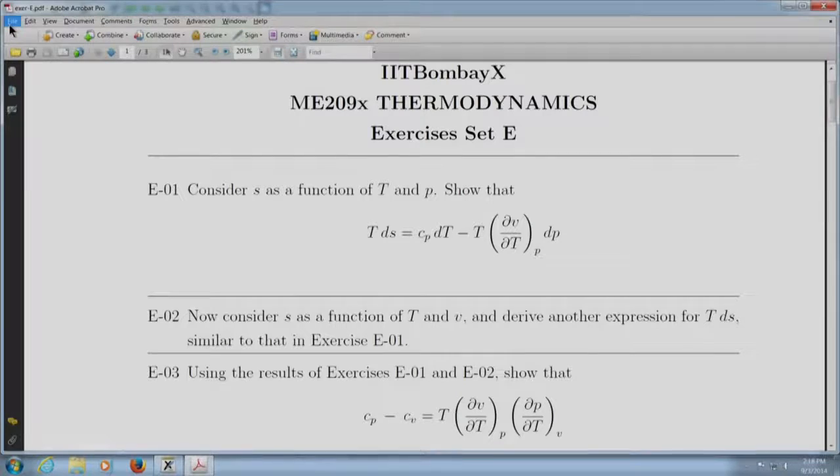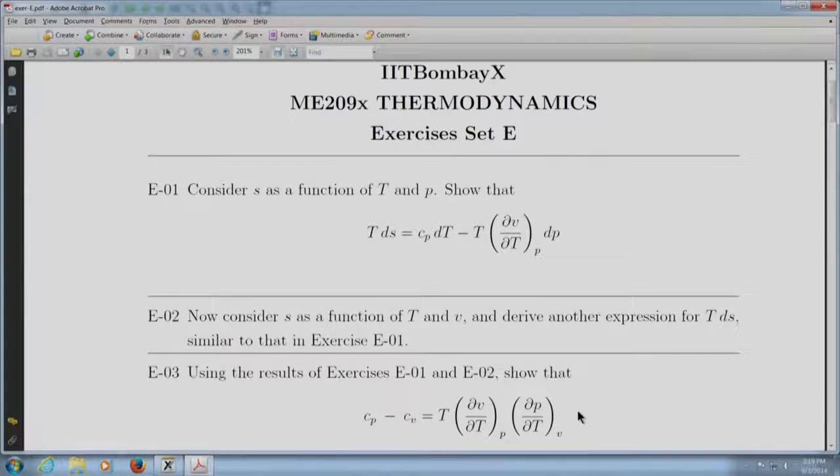Welcome back. Continuing our study of the exercises, we notice that we have an exercise here, E03, which asks you to use the two TdS equations that we have derived to obtain an expression for Cp minus Cv. The expression is given, and you will notice that the right hand side of this equation for Cp minus Cv is a function of only P, V and T.